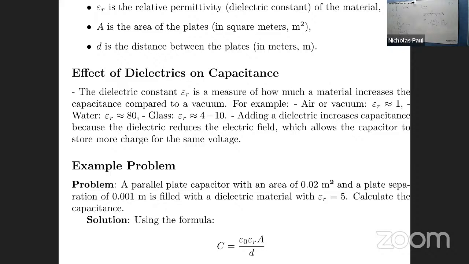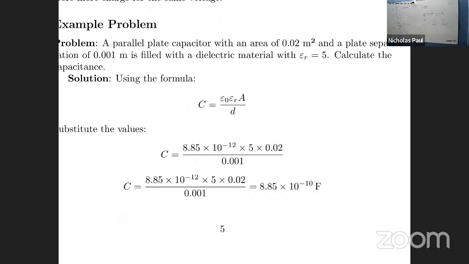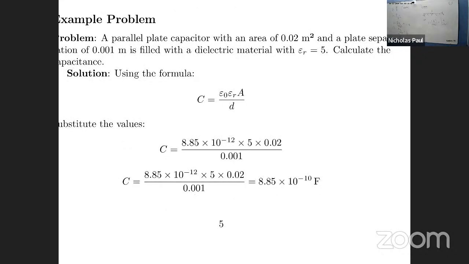Right, we know the area. We know epsilon R is 5, we know epsilon naught, and we know D. When you work it out, it's 8.85 by 10 to the minus 10 farad. You okay with that?